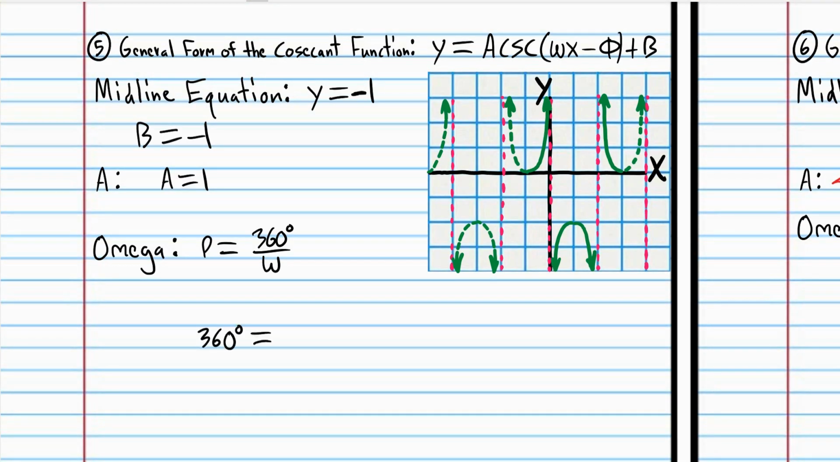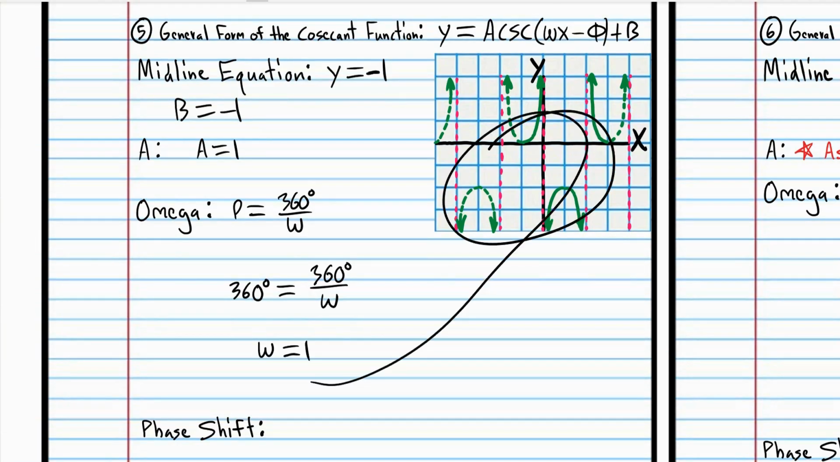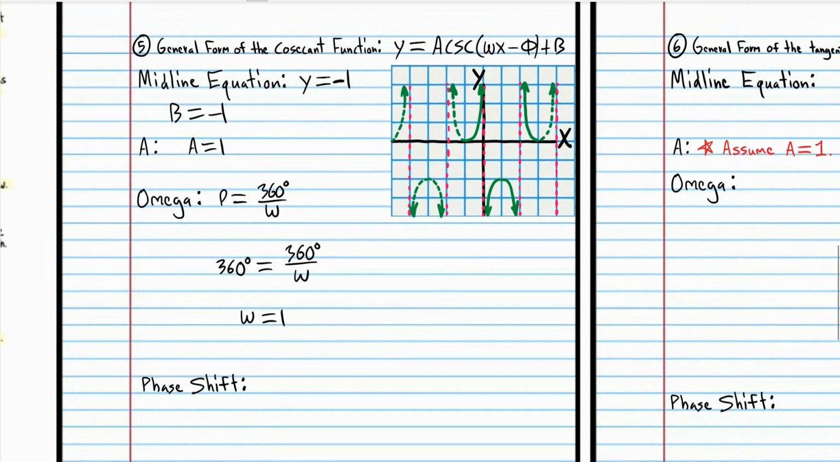Or the period for this graph is 360. So obviously omega is 1, because it turns out that the period for this function is the same period that you would get with the normal cosecant function. So now let's use the phase shift equation. The phase shift is equal to phi divided by omega.